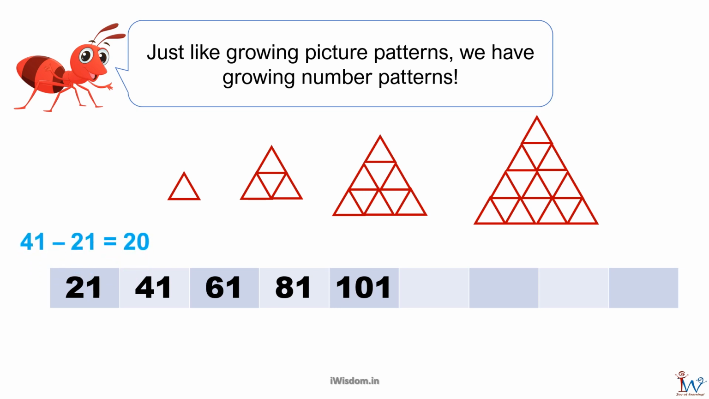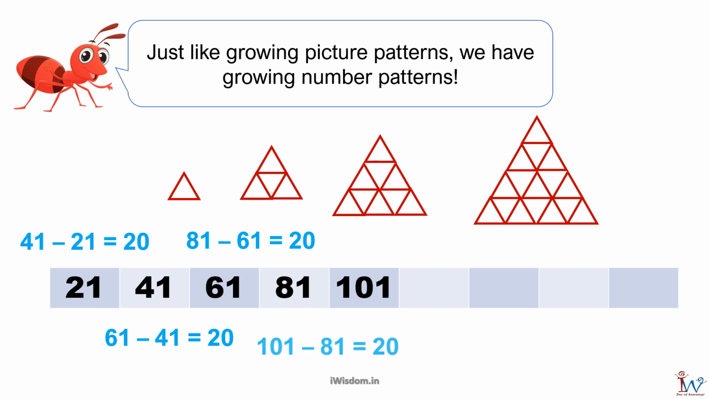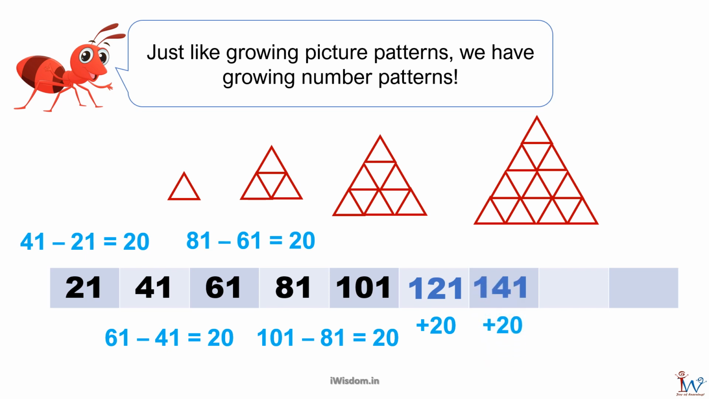41 minus 21 is equal to 20. 61 minus 41 is equal to 20. 81 minus 61 is also equal to 20. 101 minus 81 is also equal to 20. So the rule is, we have to add 20 to get the next number. We get 121 by adding 20 to 101. We get 141 by adding 20 to 121, and so on.